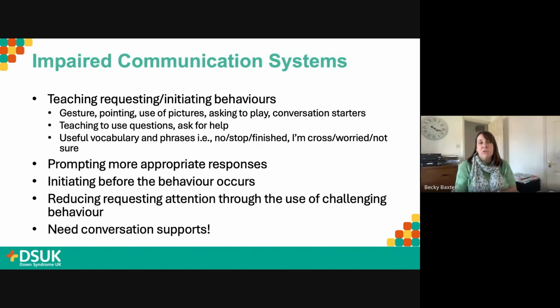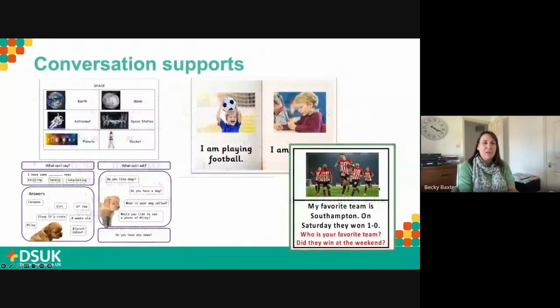We obviously want to reduce request and attention through the use of that kind of unwanted behaviour. But we have got to give them something else to do instead. That's the big message. That's the replacement behaviour. So we need conversation supports. And I would say for all children, for all individuals with Down syndrome, whether you've got any kind of unwanted behaviour or not, we need conversation supports. That's the biggest help that you could give.